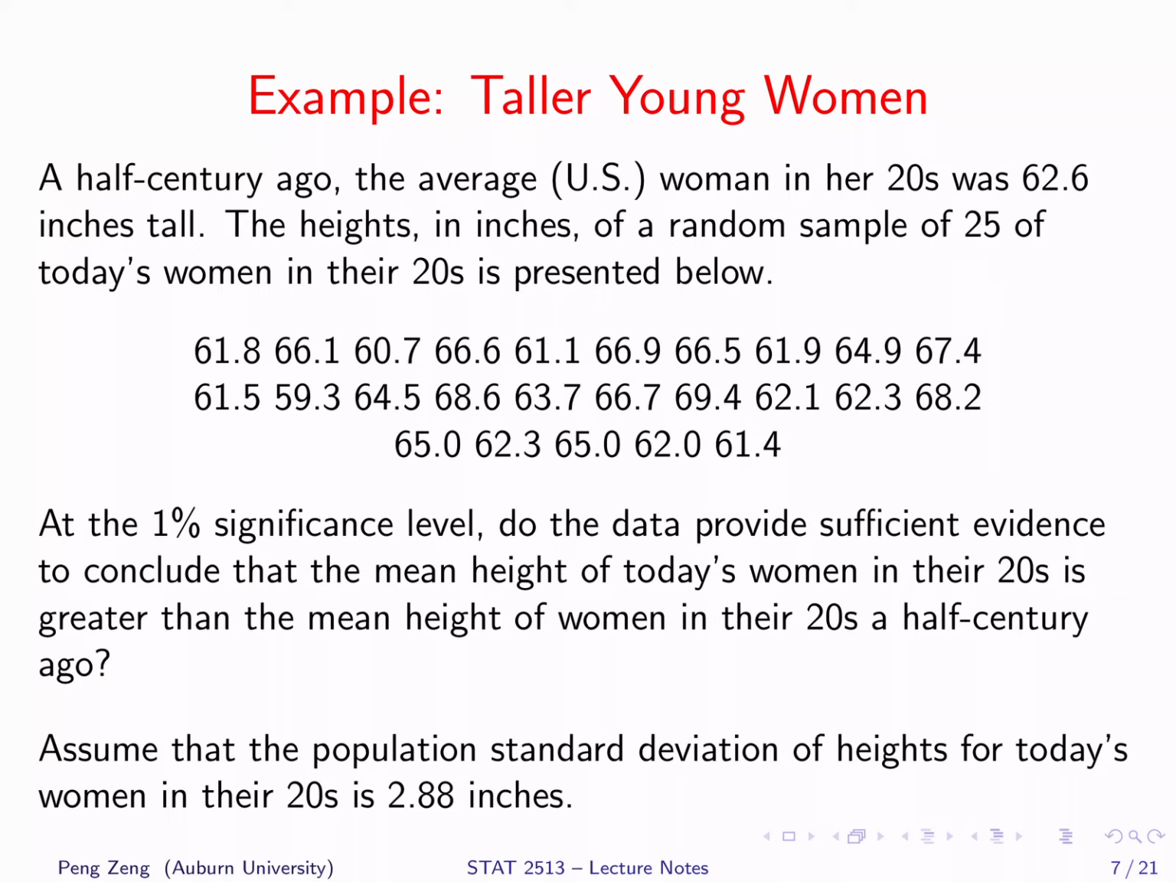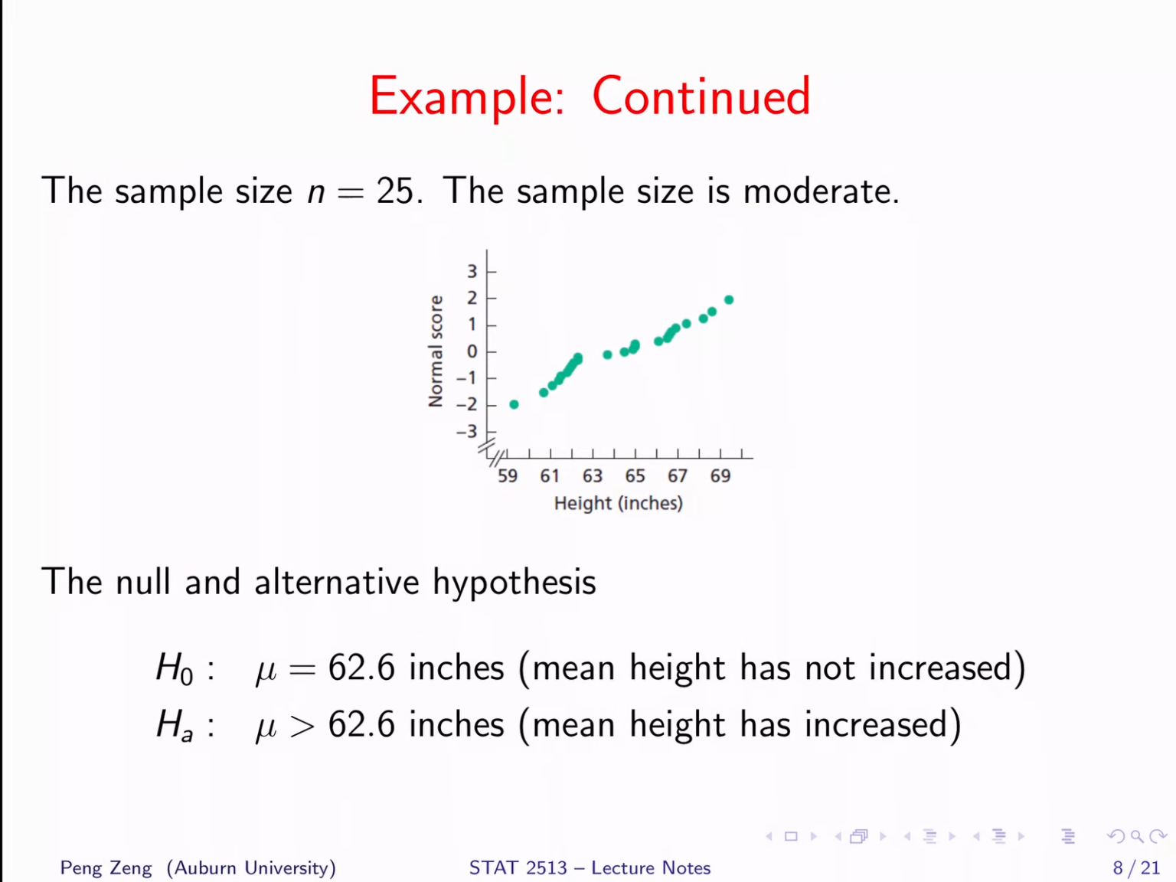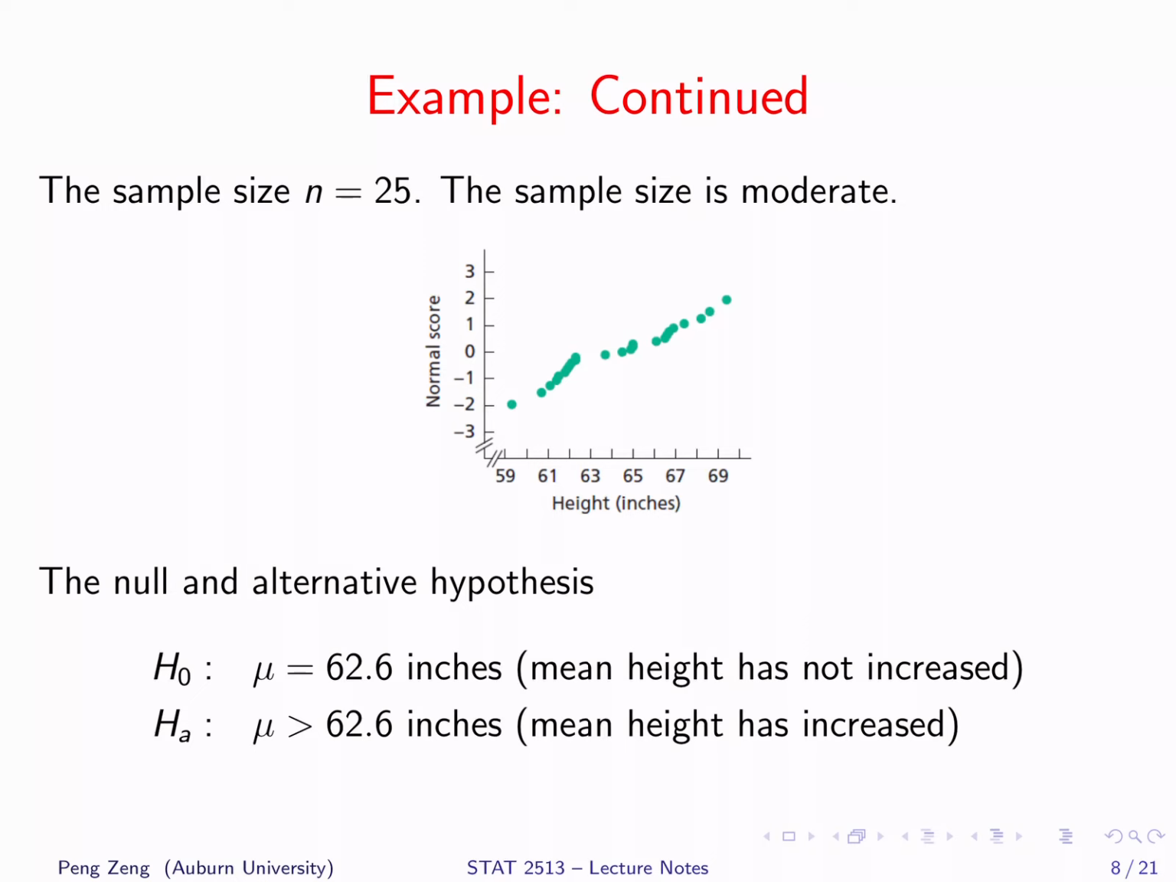The problem asks us to compare the population mean height of women to a fixed number, 62.6 inches. The population standard deviation is known to be 2.88. The sample size is n equals 25. It is moderate. Therefore, we need to check the normality assumption. The normal probability plot is shown on the slide. We can see that points roughly fall on a straight line. The distribution is normal. We can use one-mean z-test.